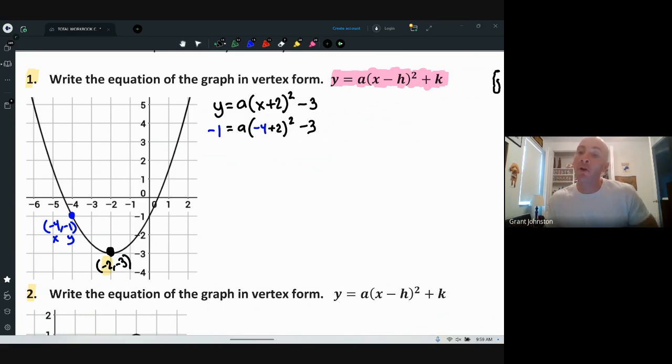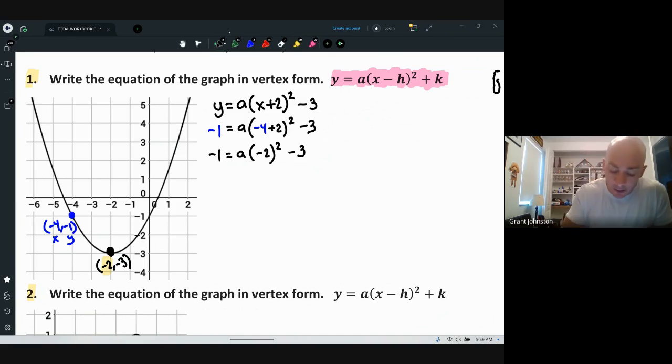Now we have a one variable equation. We just have a to solve for. Let's do some simplification. I'm going to rewrite the -1. Inside the parentheses, -4 + 2 is -2. -2 to the second power is 4. So where it says a times parentheses -2 squared, I'm going to change that to 4a, because -2 squared is 4. I'm putting that coefficient in front, because that's usually how equations are written. So I'm going to write 4a, and then I have -3.